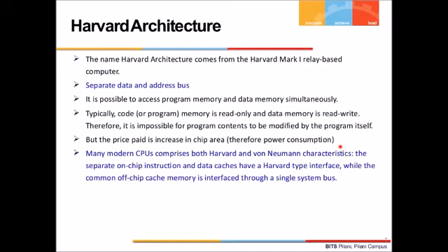Okay. So many modern CPUs nowadays, whatever CPUs are coming out, they have both Harvard and von Neumann characteristics. Basically, the separate on-chip instruction and data caches have a Harvard type interface, while the common off-chip cache memory is interfaced through a single system bus.